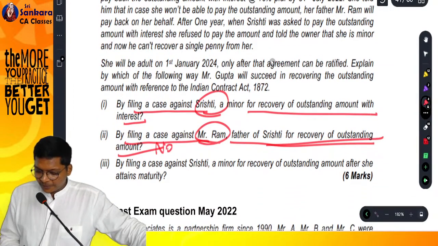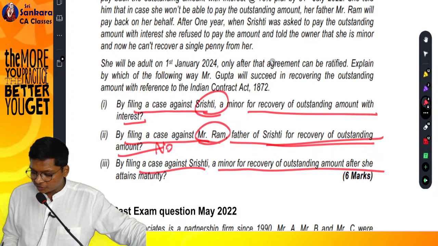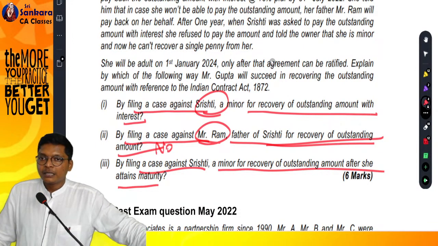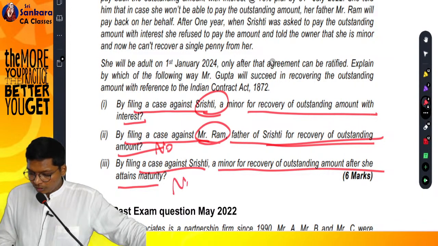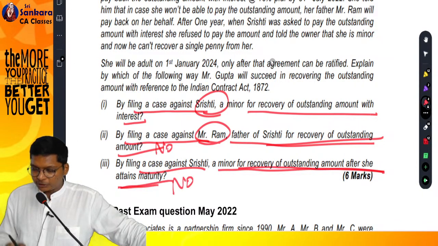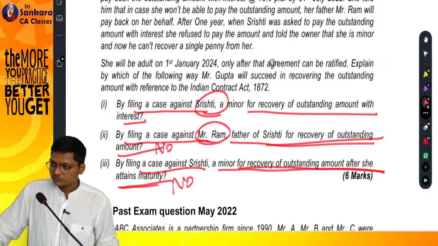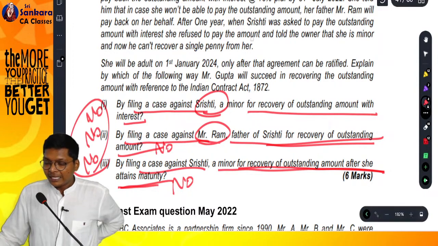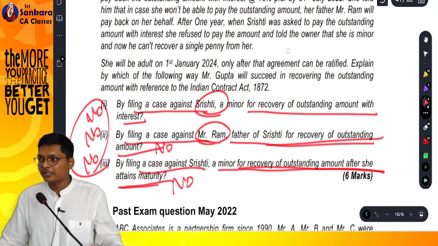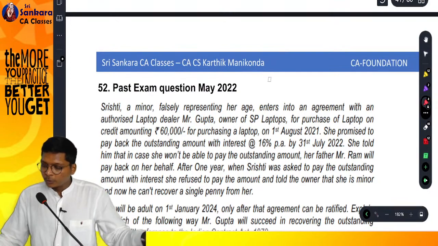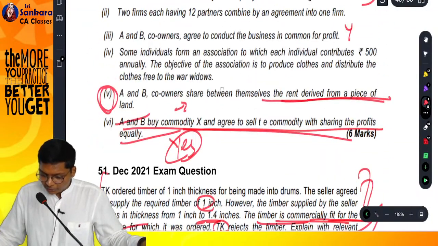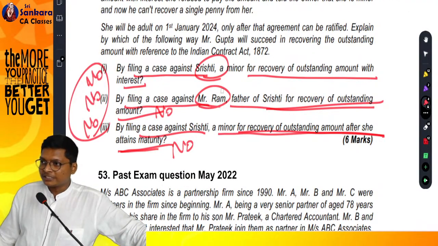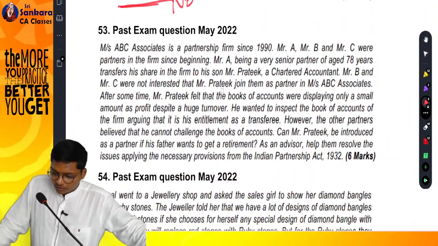Third one, by filing a case against Srishti, a minor, for recovery of the outstanding, can she be held liable after attaining majority? A minor cannot ratify after attaining majority. So for recovery of the outstanding after she attains majority, no. All the three are no, no, no. Exceptions. Every exam will have one question on minors, guys. Look at this, May 22, they asked about a minor. Before this, we saw somewhere. It will come. Every exam, at least one minor question. Somewhere they will ask. Next.